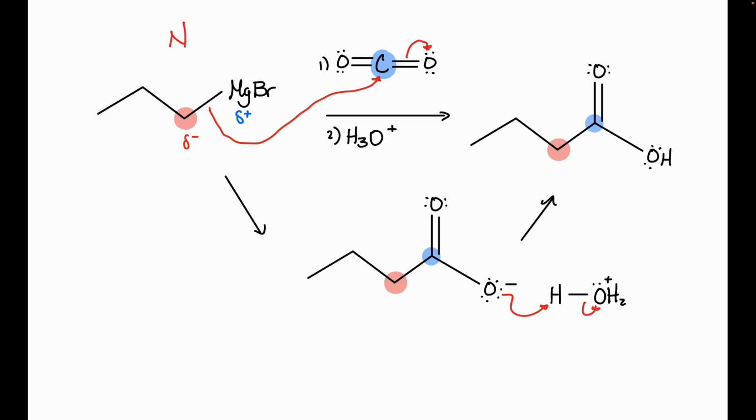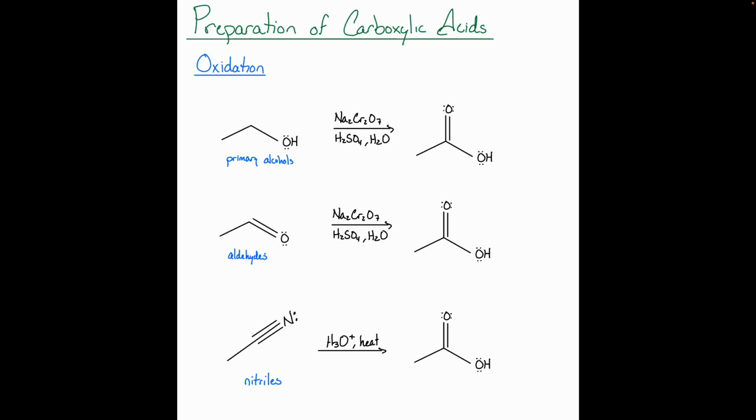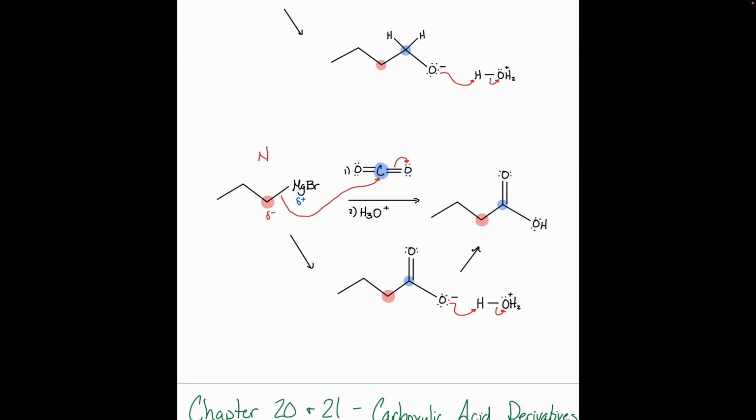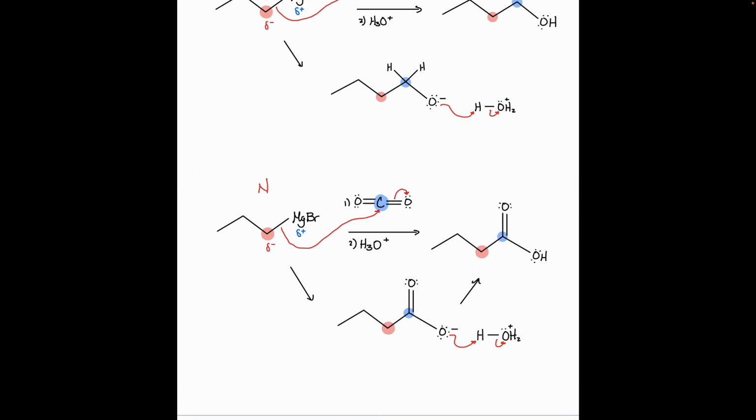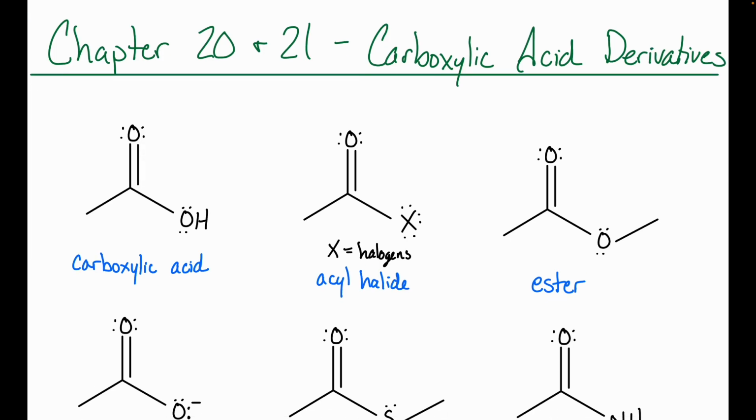Cool. All right, so we had a few methods of creating carboxylic acids using what we called oxidation reactions, where we create more carbon-oxygen bonds. We also have this new method here using a Grignard and treating it with carbon dioxide as a way of creating a carboxylic acid as well. All right, so now we're going to look at all of our carboxylic acid derivatives, and we're going to rank them according to what we call our reactivity.